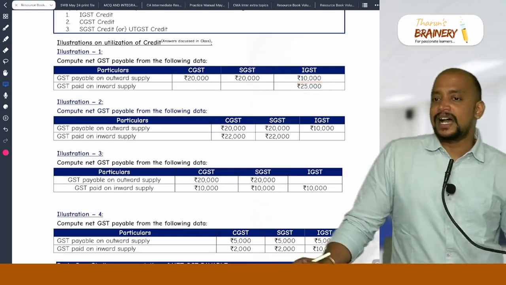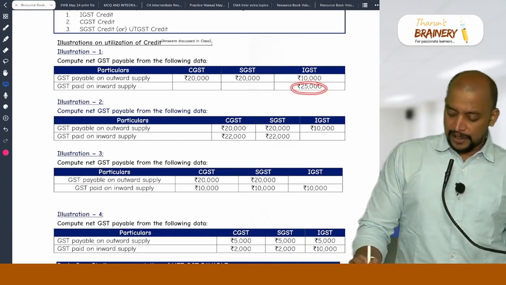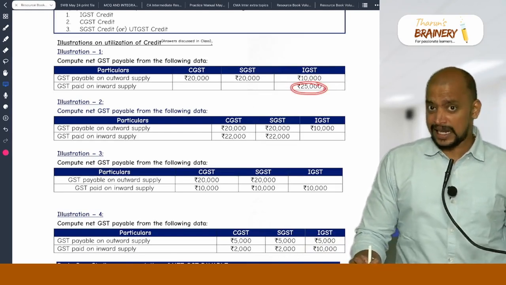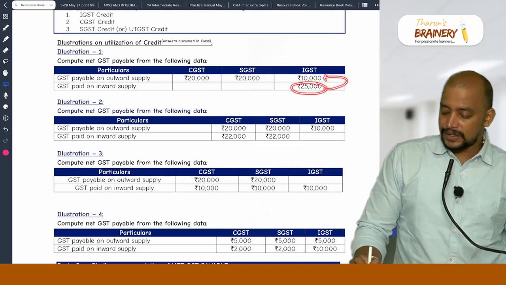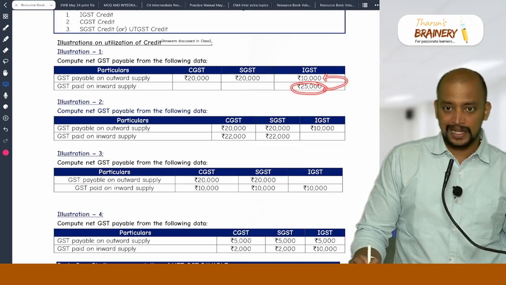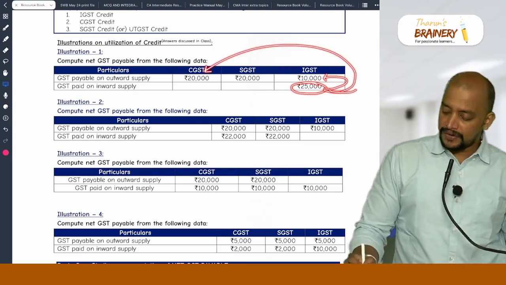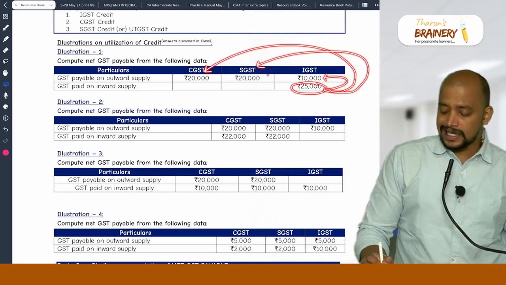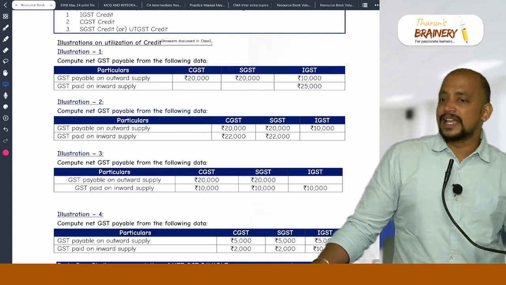So which credit do we have? IGST credit. Can we use this IGST credit for payment of all the 3 taxes? But which one do we need to use first? IGST. So still we have 15,000. What can we do with that 15,000? Either we can use it for CGST, or we can use it for SGST, or we can use it for both. So alternative answers exist.